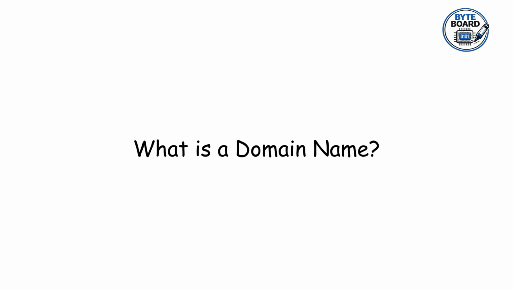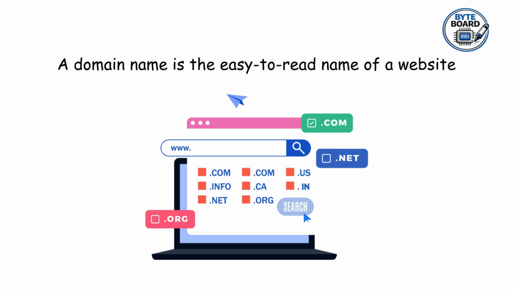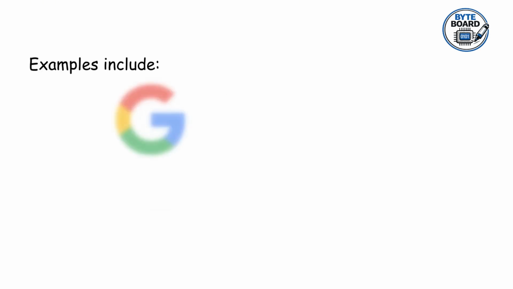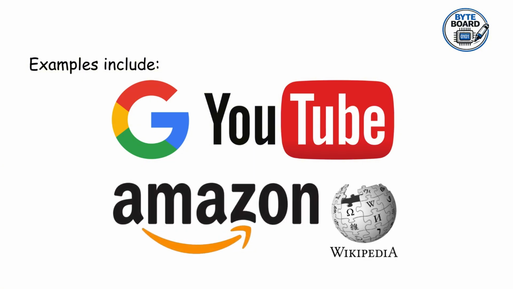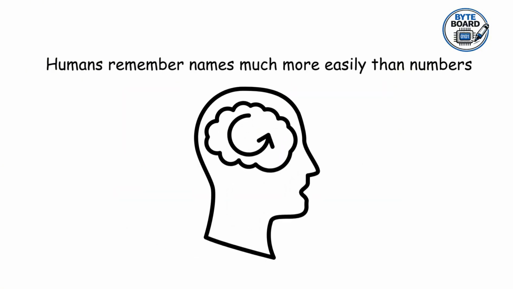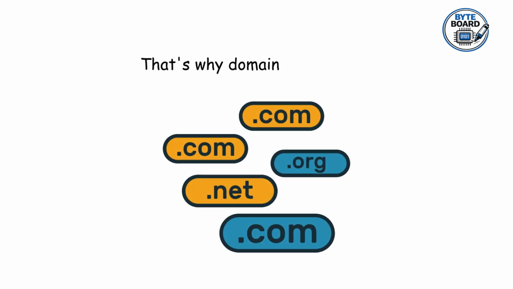What is a domain name? A domain name is the easy-to-read name of a website. Examples include google.com, youtube.com, amazon.com, wikipedia.org. Humans remember names much more easily than numbers. That's why domain names exist.